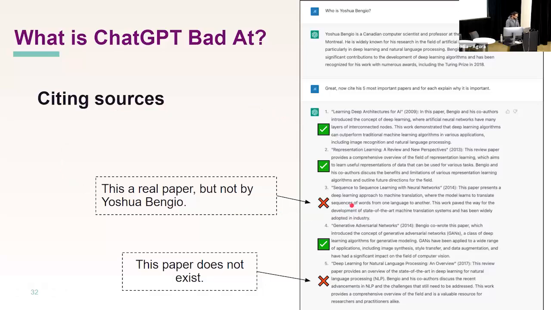Then we come to the third paper: Sequence to Sequence Learning with Neural Networks, published in 2014. A real paper, a real year. However, this paper is not by Yoshua Bengio. It was actually by Ilya Sutskever, who's now the co-founder of OpenAI, and Oriol Vinyals, I think is how you pronounce his name, who is something really high up at DeepMind. Two very influential people in the field, but this paper had nothing to do with Yoshua Bengio.